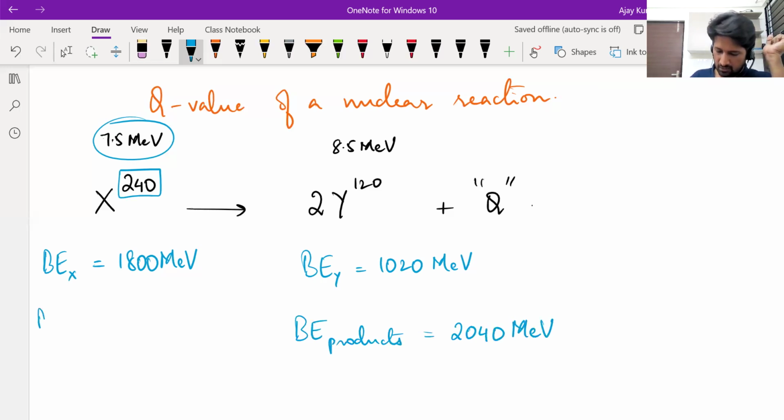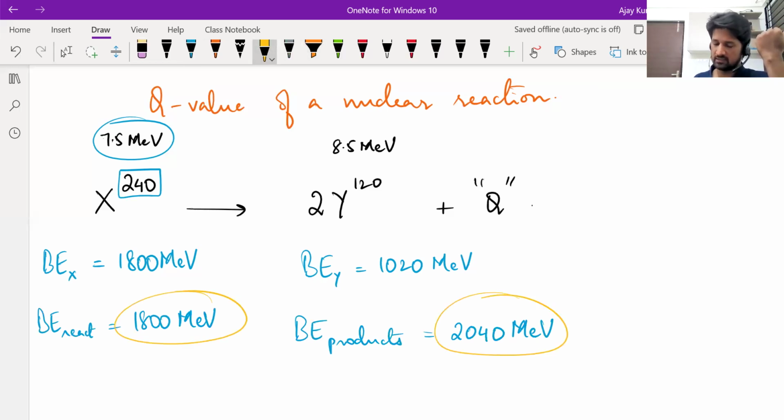So binding energy of reactants is 1800 mega electron volts, whereas binding energy of products is 2040. Does that mean products are having more energy than the reactants? Is this an endothermic reaction? What do you think? Binding energy of products is more than binding energy of reactants. Does that mean this is an endothermic reaction?